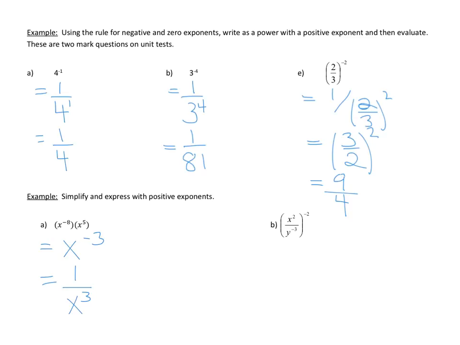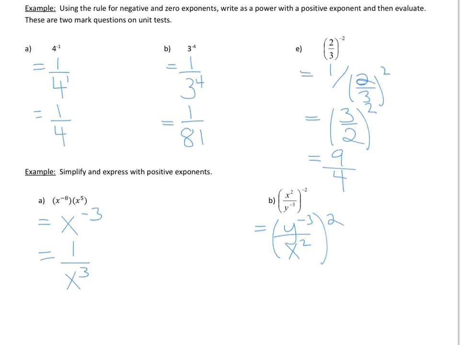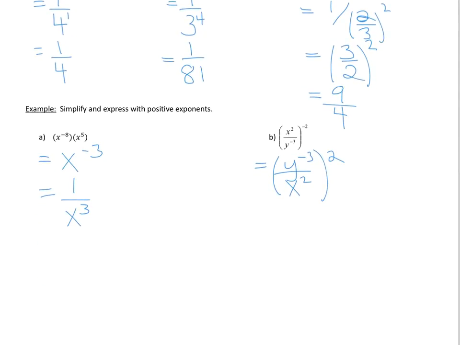Looking at example B, we know that this one has a fraction in it, so to get this as a positive exponent, we would actually flip it. And that becomes a positive 2. Now we know that that power actually applies to both the y term and the x term. So what we have is y to the -6, that's the power of a power law, over x to the 4.